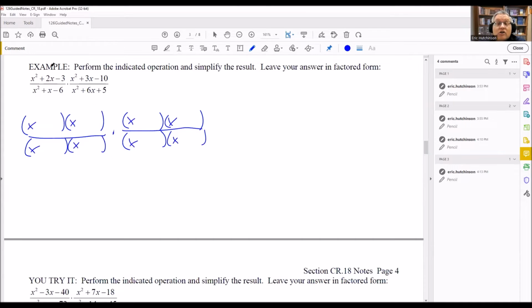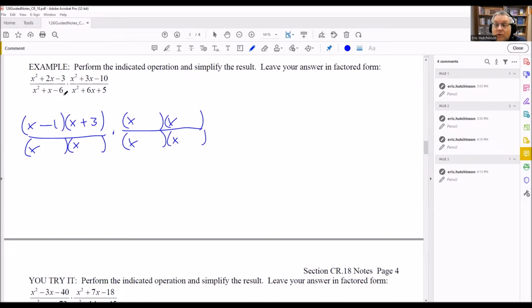All right, now we're going to look at each one of these individually. For the one on top, I'm looking for two numbers that multiply to make 3 and add to be 2. And so that's going to be a 1 and a 3. Since the 2 is positive, we'll put the positive with the larger number. And now it's fully factored.